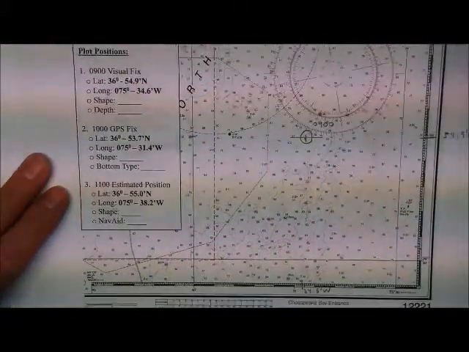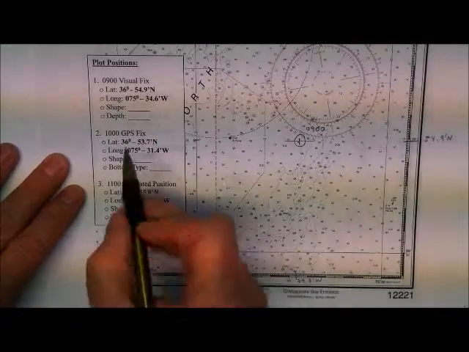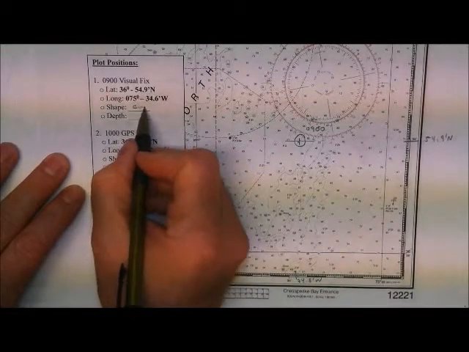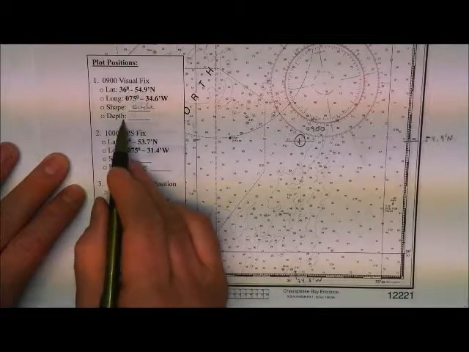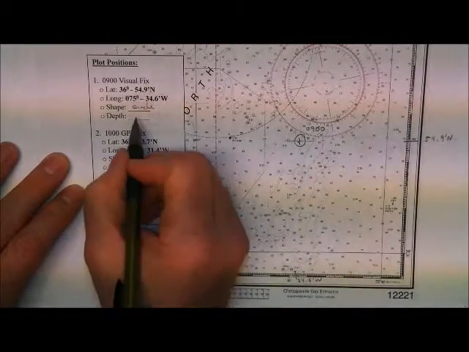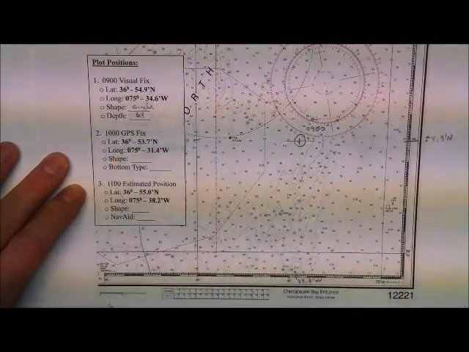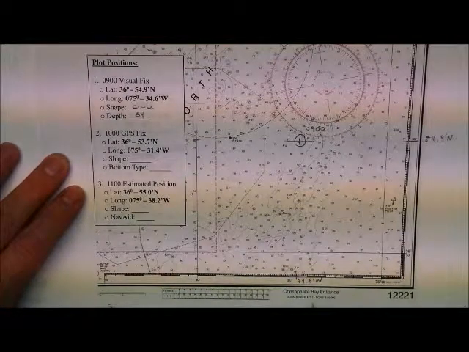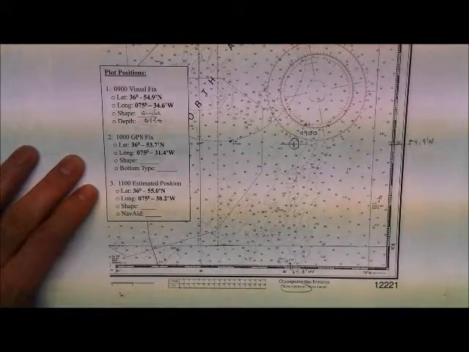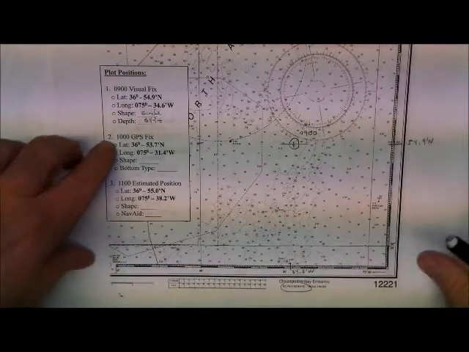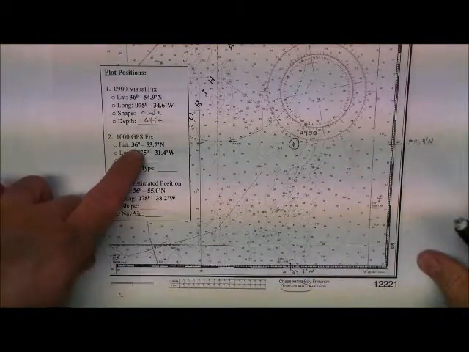Now going over to answer the questions. It says, what shape do I use? I use a circle. And again, circle stands for visual fix method. The depth, I see there's a 64. And I go down to the soundings of the chart. It says it's in feet, 64 feet. Perfect.